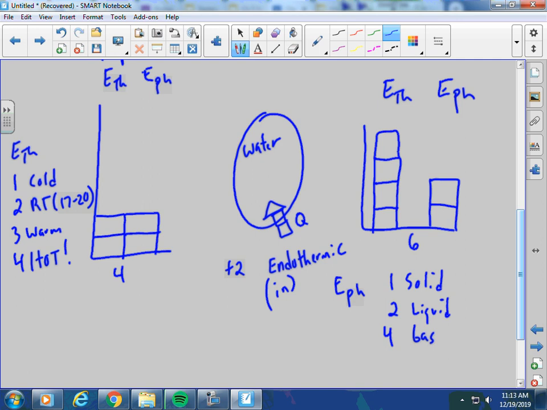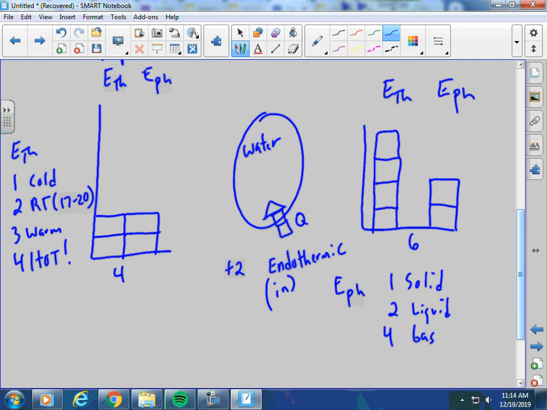What about the speed of the particles? Well, what if we're just heating it? Is the speed of the particles increasing? Yes, okay. As we add energy, the particles are going to move faster. That means faster speed. That means higher kinetic energy. That means higher temperature. Okay? So temperature changes as we add energy, but not during a phase change.